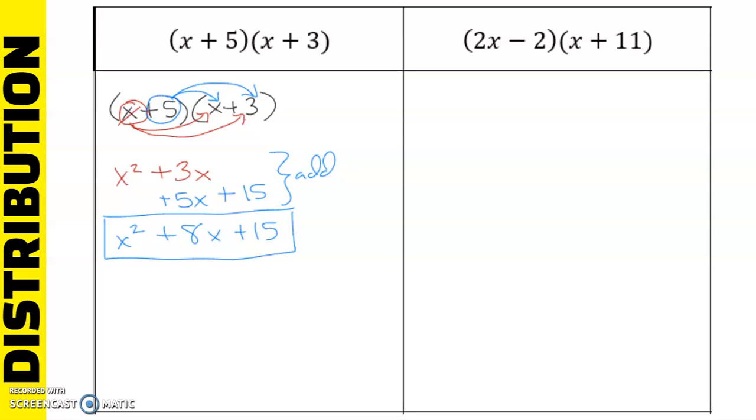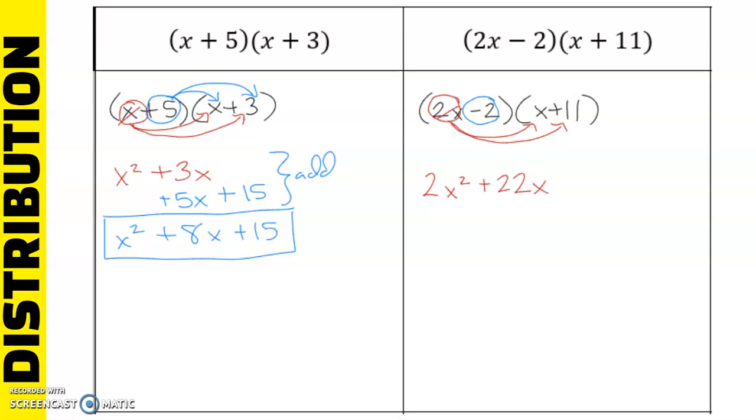Keep in mind, always tell yourself what operation you're doing. It'll help avoid slipping into addition or subtraction. Being very aware of what I am doing mathematically. So let's do it again. So I have 2x minus 2 times x plus 11. I'm going to take 2x first times everything, and then negative 2 times everything. So 2x times x is 2x squared. 2x times 11 is positive 22x. Done with 2x. Now let's do negative 2.